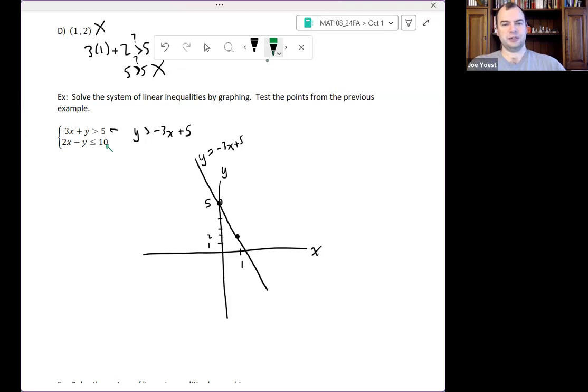If I look at the second inequality, I can think of it as an equation. This would be y bigger than or equal to, so adding the y on both sides, subtracting 10 on both sides, 2x minus 10. So again, if I think of this as an equality, y equals 2x minus 10. So let's see, maybe that's minus 5. This is maybe minus 10. And then y equals 2x minus 10. So if I go over 1, I go up 2.